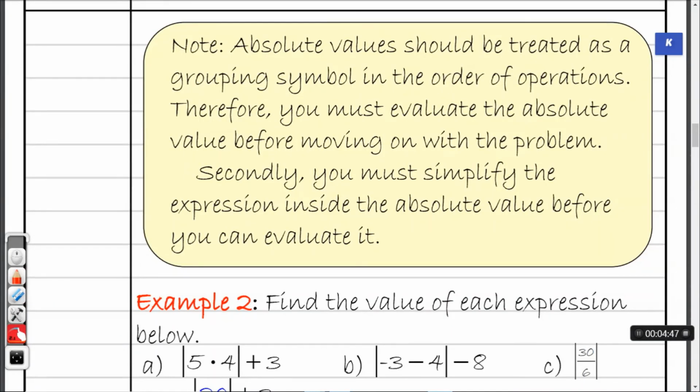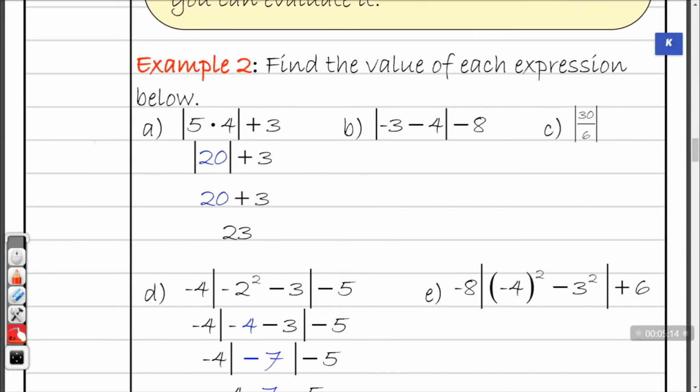So what if absolute value has more than one number inside of the absolute value bars? What do you do then? Well, we're going to take note here that absolute values should be treated as a grouping symbol in the order of operations. In other words, as a parenthesis. Therefore, you must evaluate the absolute value before moving on with the problem. Secondly, you must simplify the expression inside the absolute value before you can evaluate it.